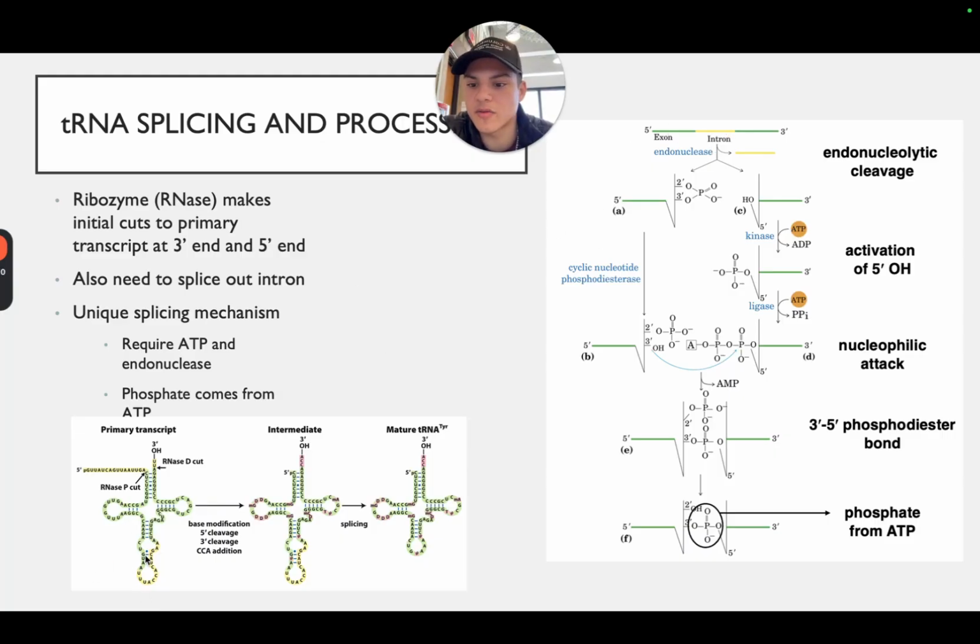This one's curved to show the hydrogen bonding and everything. We're going to use an endonuclease, take out the intron, and then from there we need to link the two exons together within this tRNA. And the way we achieve it is through this ATP route. So we activate the 5' OH using this ATP and a kinase, and then once it's activated we use a ligase and another ATP and allow this nucleophilic attack, which allows us to basically combine the two exons together. And so we form the 3',5' phosphodiester bond, and then from there we release our final phosphate group, and now it's fully attached from there.